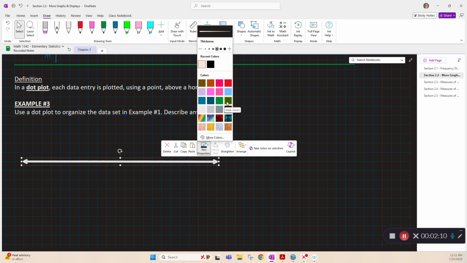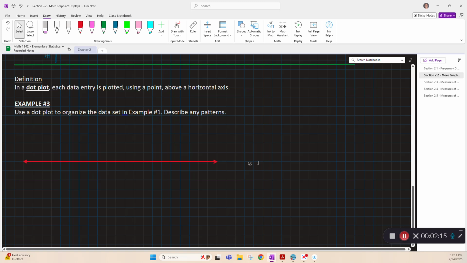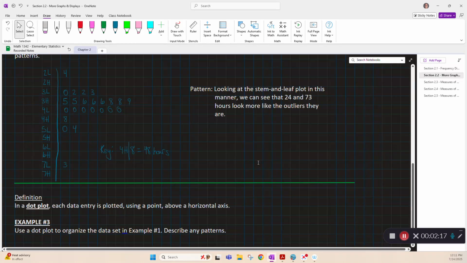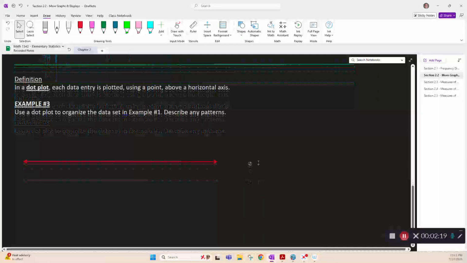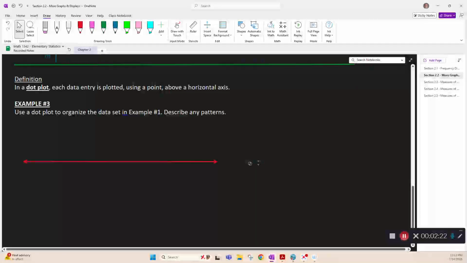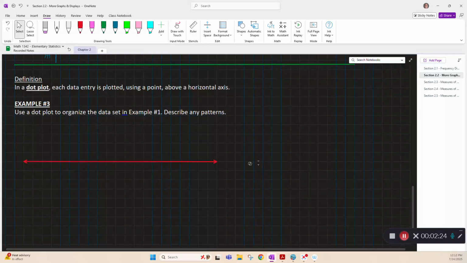Let's do this in red. There we go. Okay, now what was our lowest? Our lowest was a 24. Our highest was a 73. So maybe on my tick marks, I count by 5s. So we're going to have 20, 25, 30, 35, 40, 45, 50, 55.